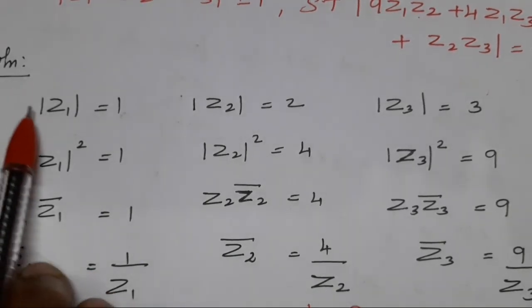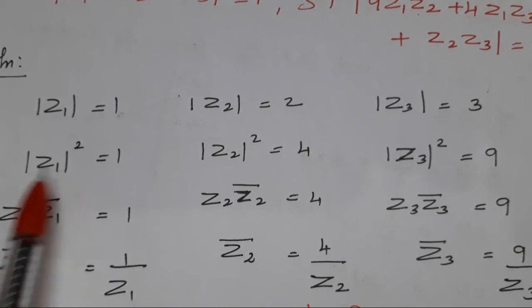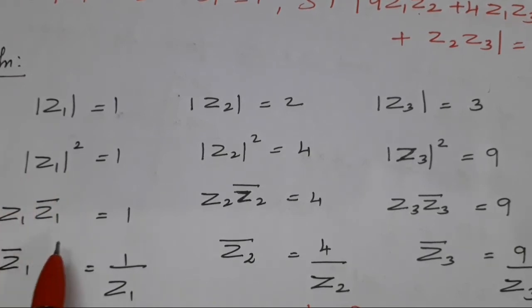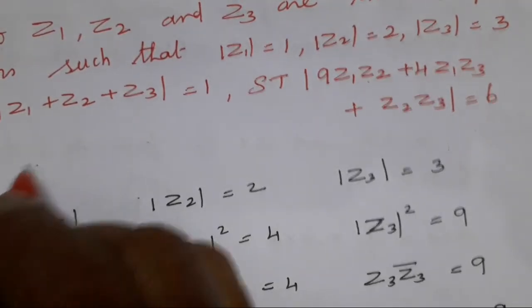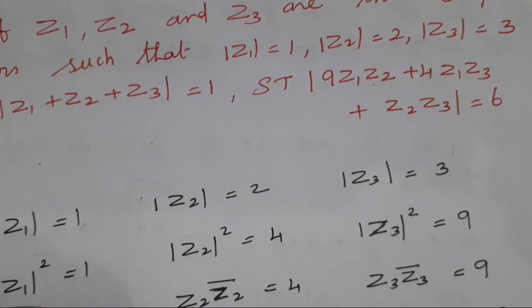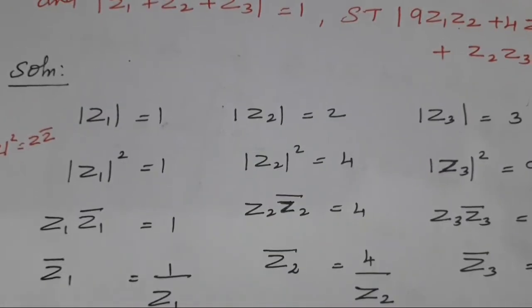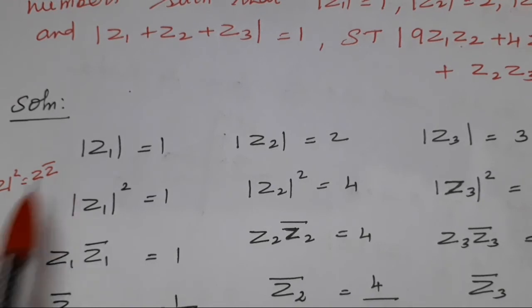See the solution now. See, modulus of z1 equal to 1, the question itself gives this. We will remember the result. One of the properties we studied: modulus of z square is z into z bar. We studied this property. Modulus of z square is z into z bar.